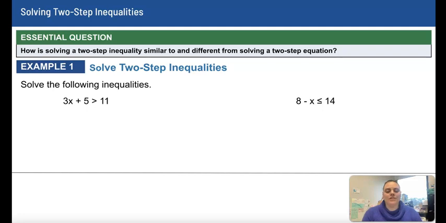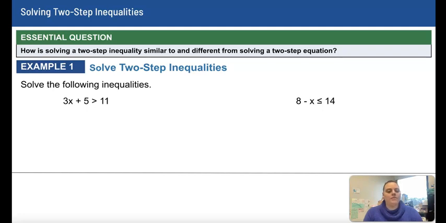Our essential question is very similar to the essential questions from lesson 1 and 2. It is, how is solving a two-step inequality similar to and different from solving a two-step equation? Let's take a look at a couple examples of solving two-step inequalities.